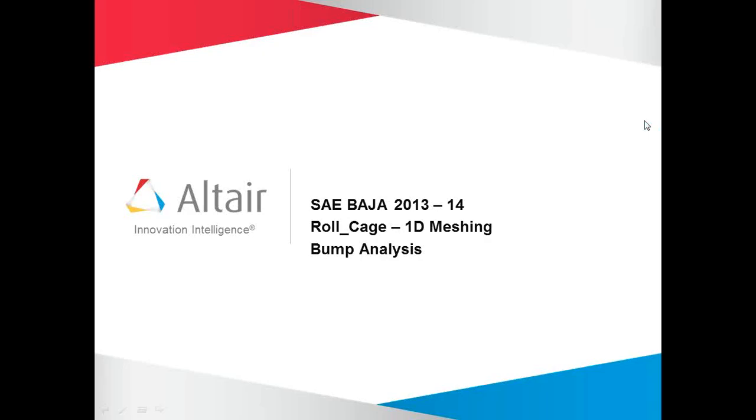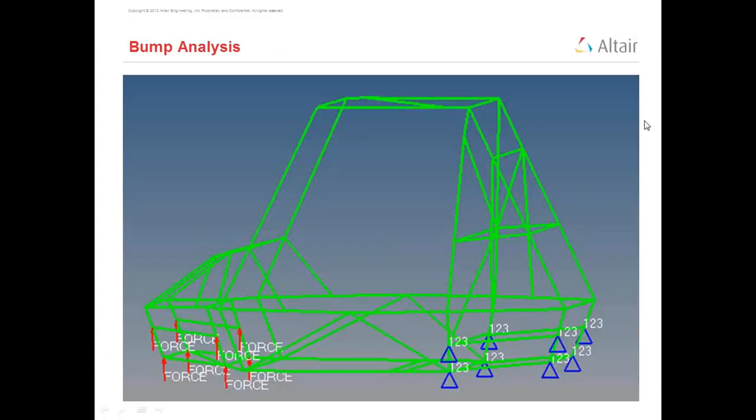Today in this video I am going to show you how to simulate bump for the roll cage structure using 1D elements. The basic concept behind simulating the bump on the roll cage structure is that we apply the forces on the roll cage structure's suspension pickup points in the upward direction at the frontal end, because I am considering this as the front bump analysis.